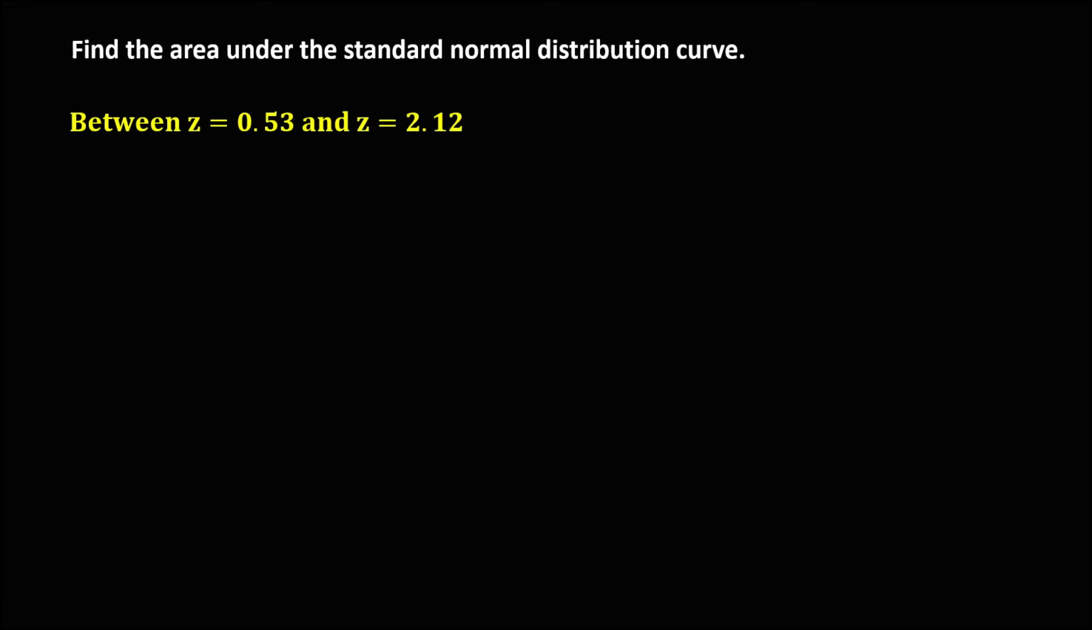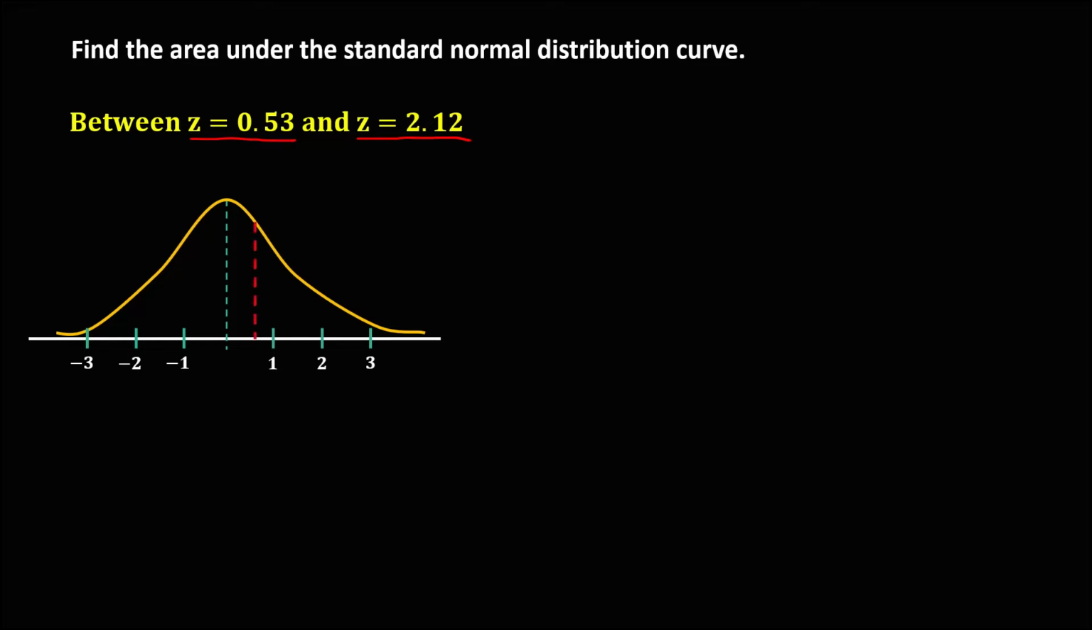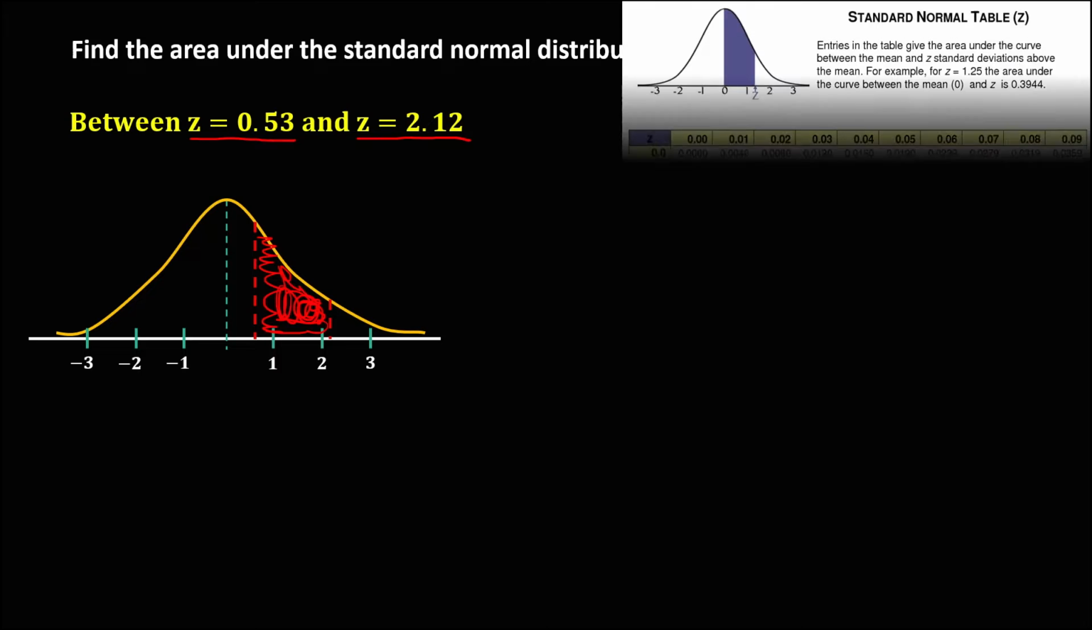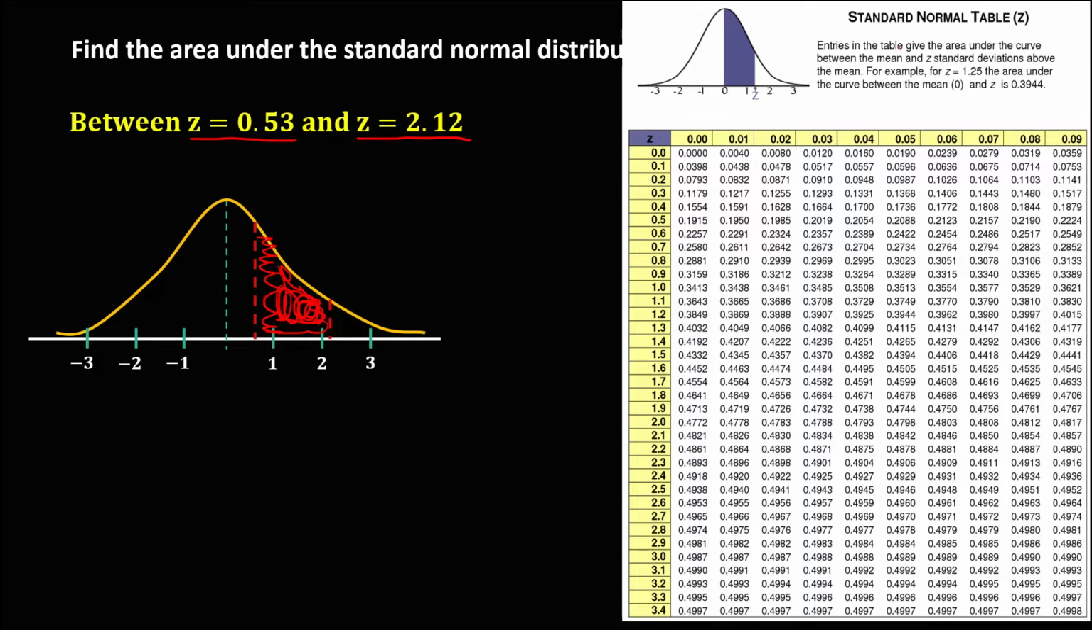Then for this given, between z equals 0.53 and z equals positive 2.12. So in a curve, let's assume this is 0.53 and this is positive 2.12. So this is now the unknown area between positive 0.53 and positive 2.12. To find that area using this table, again, this table gives the area from the mean to the z standard deviation, and this is the mean, the center of the curve.